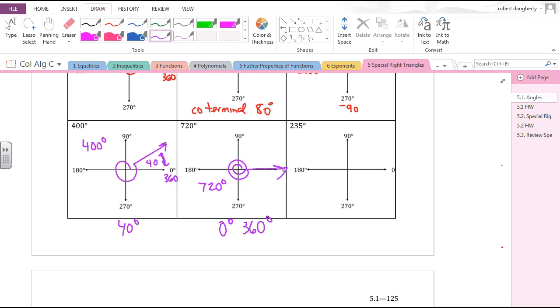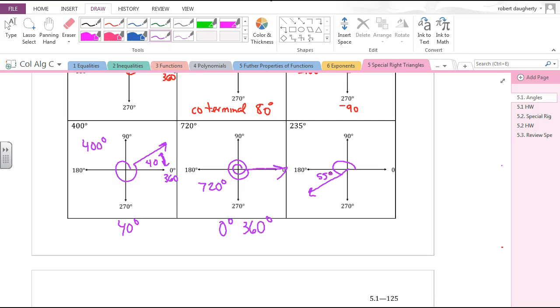235. So I know that if I go 90, 180, it's going to be somewhere down here. So 235 is how much further? 55 degrees further, okay? So this angle is 55 degrees, okay? So to find an angle that's coterminal between 0 and 360, the only one is 235, okay? The only angle between 0 and 360 that ends right there is 235.